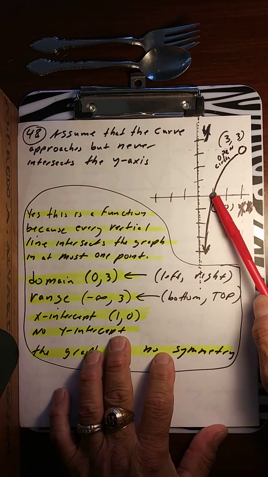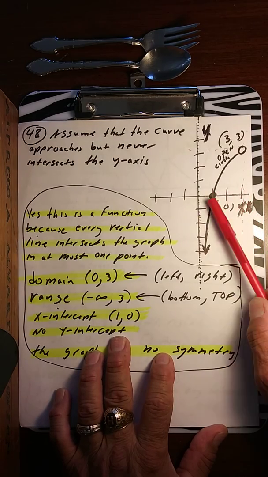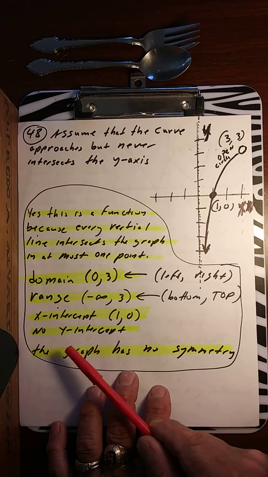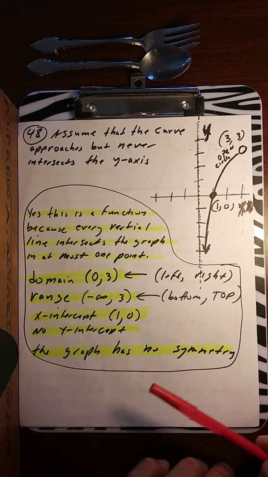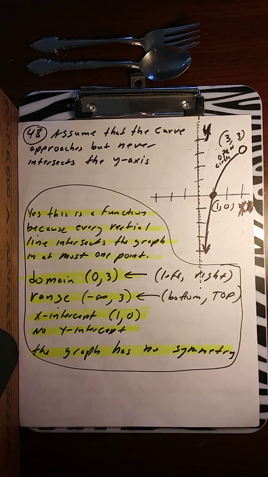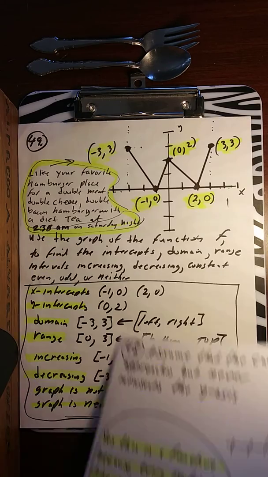X-intercept, 1, 0. Right there. This is the x-intercept, 1, 0. And no y-intercept, nope, it's never going to cross that. The graph has no symmetry, nope, not even, odd, or neither.